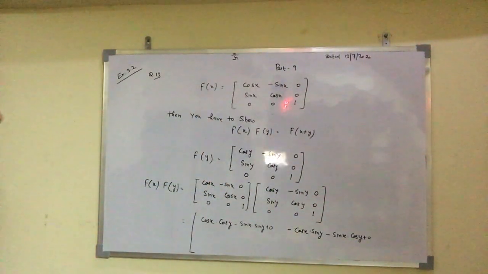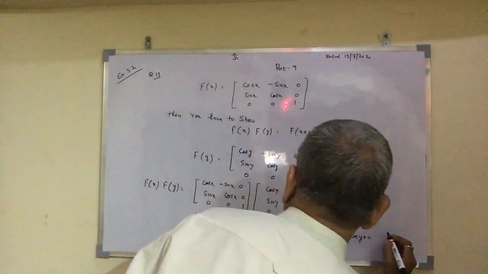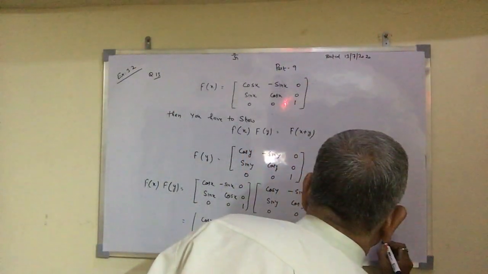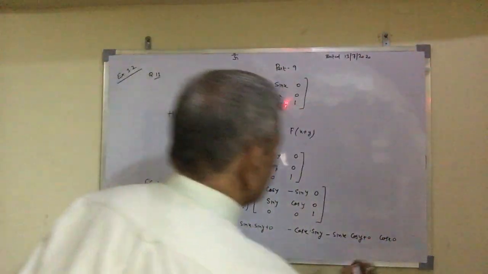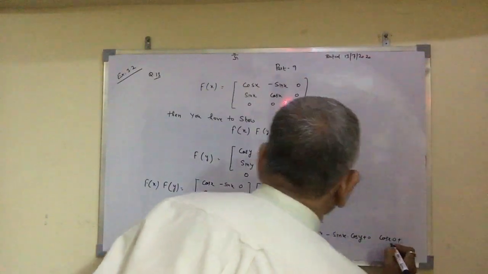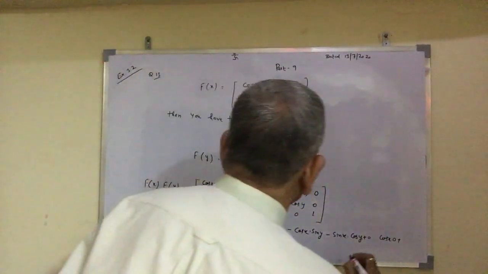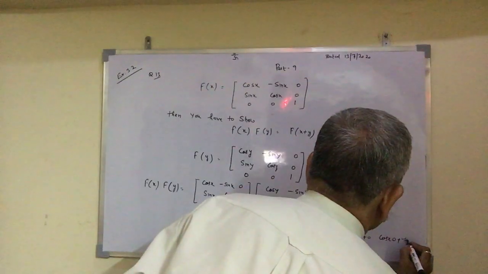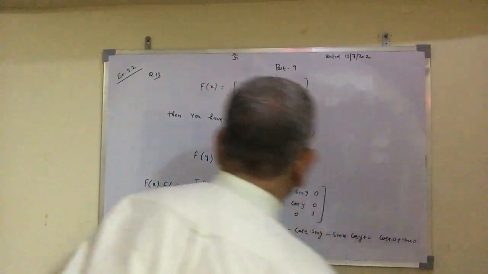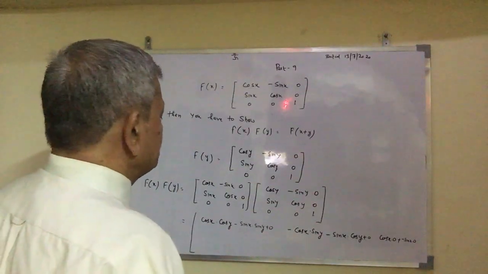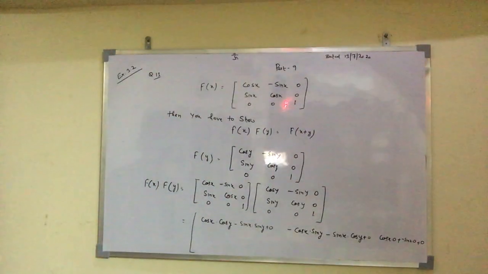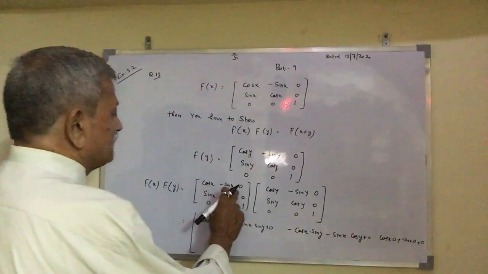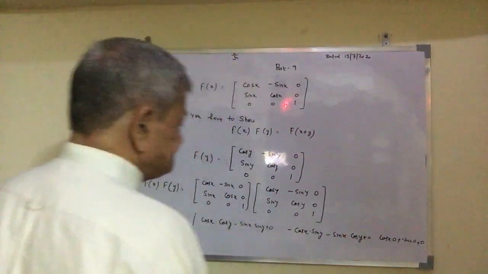Then your third value is cos x into 0, plus minus sin x into 0, then 0 into 1, again 0. So this is your third one. This is the value from the R1 row and C3 column.